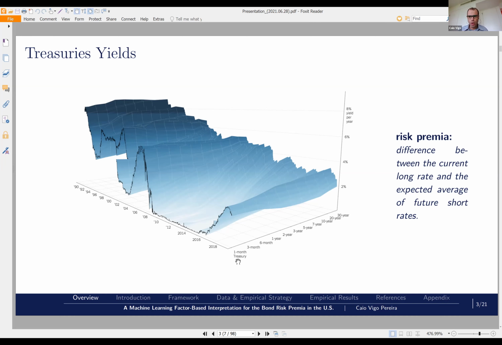The risk premium that I'm talking about is this: we understand that a long maturity bond yield should be equal to the expected average of short maturity yields. For instance, a 10-year bond should equal the expected 1-year bond 1 year from today, the expected 1-year bond 2 years from today, and so on. It should be the sum of these. When it's not, this is the risk I'm talking about, which we call the bond risk premium.